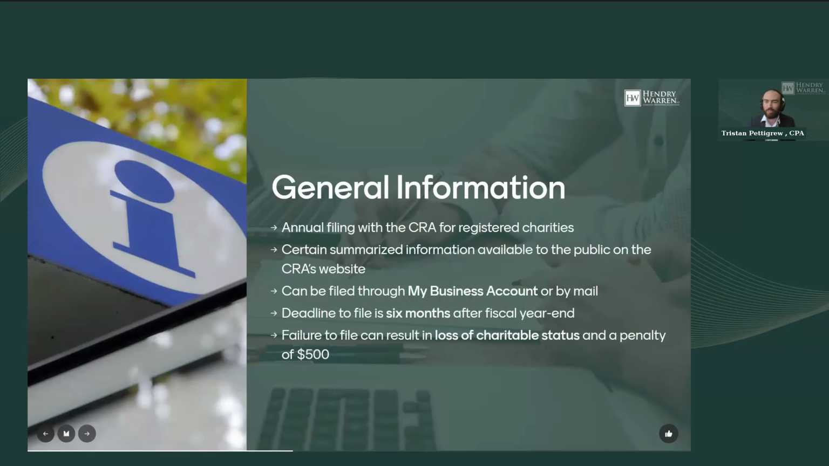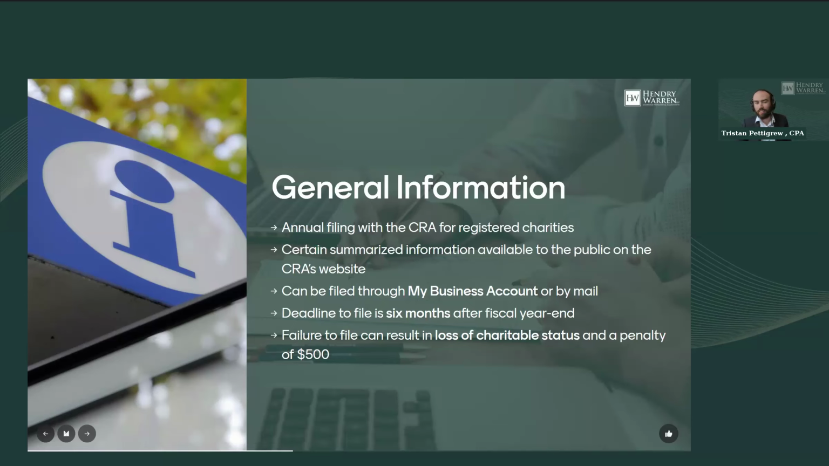Okay, so we're going to start off with just some general high-level information about the T3010. So what is it? The Registered Charity Information Return is a form that needs to be prepared by all registered charities on an annual basis and filed with the Canada Revenue Agency, or CRA. Once the CRA obtains this information, they summarize it and make it available to the public on their website. Note that not all information is made available to the public. Some of it is kept confidential.